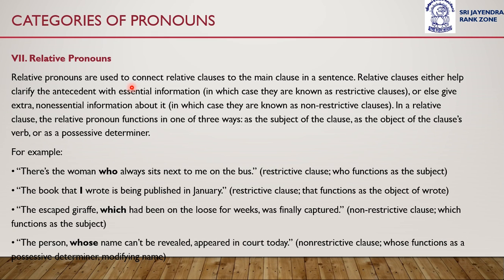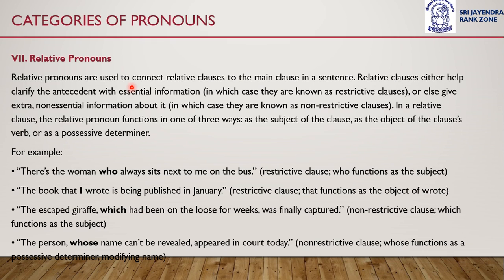Next form of pronoun is relative pronouns. Relative pronouns are used to connect relative clauses to the main clause in a sentence. Relative clauses either help clarify the antecedent with essential information, in which case they are known as restrictive clauses, or else give extra non-essential information about it, in which case they are known as non-restrictive clauses. In a relative clause, the relative pronoun functions in one of 3 ways: as the subject of the clause, as the object of the clause verb, or as a possessive determiner.